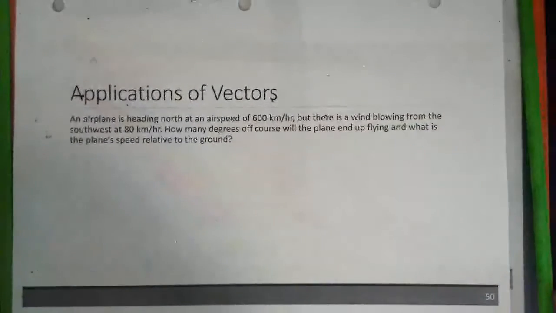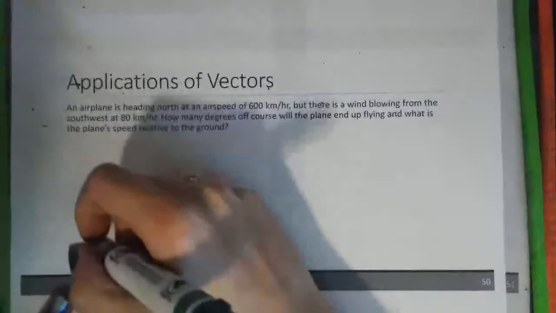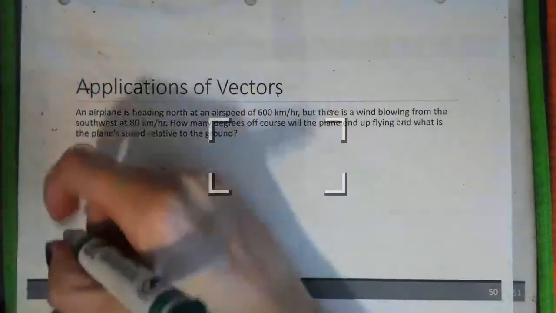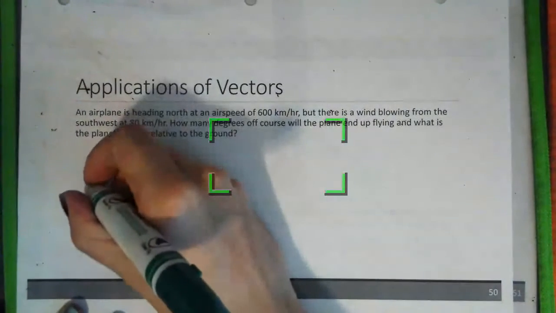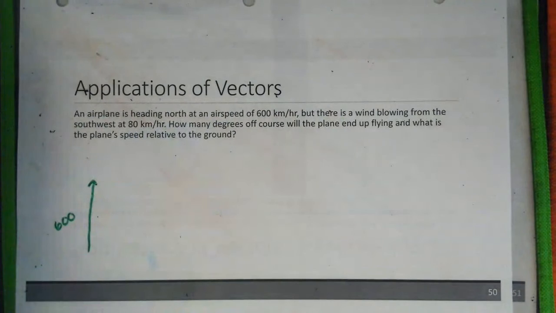Next up, an airplane is heading north at an airspeed of 600 kilometers per hour, but there is a wind blowing from the southwest at 80 kilometers per hour. How many degrees off course will the plane end up flying, and what is the plane's speed relative to the ground? Okay, so the airplane is heading north. That's the way it's flying all by itself, at an airspeed of 600 kilometers per hour.